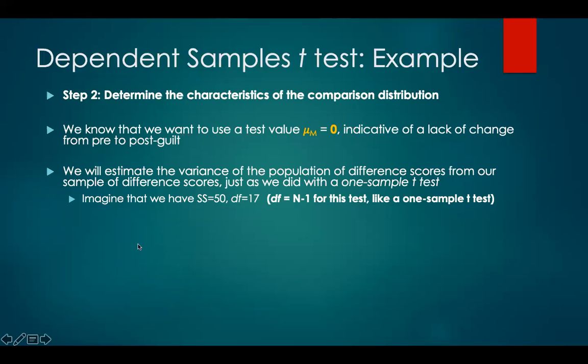So imagine that we have a sum of squares of 50 and degrees of freedom of 17. So keep in mind your degrees of freedom is still N minus 1, just like a one sample t-test. And these values here were calculated based on our sample difference scores.